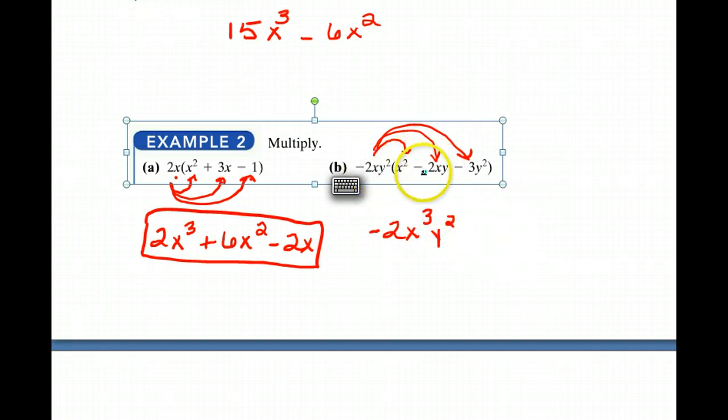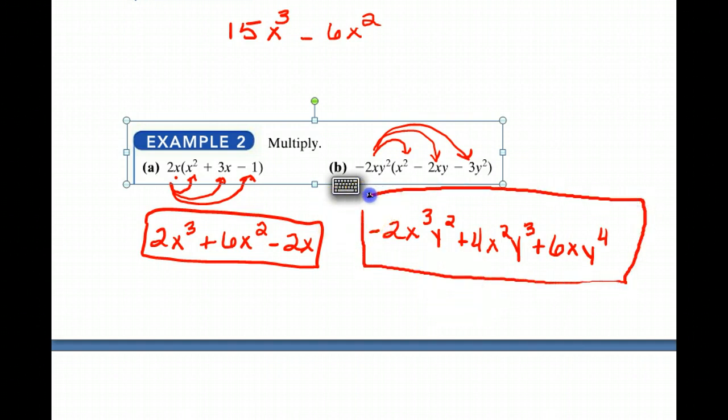Negative 2xy squared times negative 2xy gives us positive 4x squared y cubed. And lastly, negative 2xy squared times negative 3y squared gives us positive 6x y to the fourth. You want to check to see if you have any like terms that can be combined. In this particular problem, we do not. So this is our final answer.